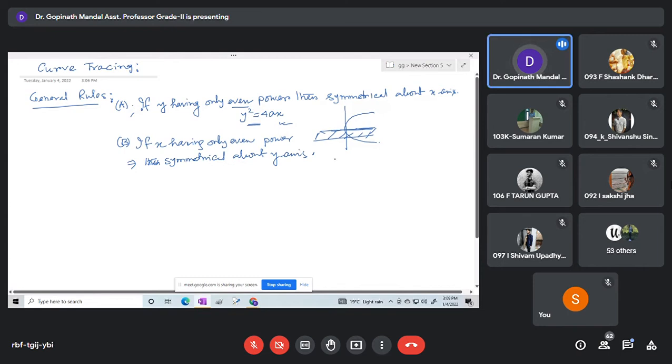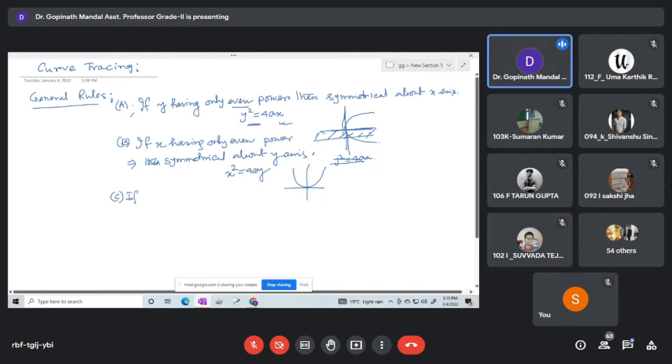Y square equal to 4ax. It is symmetrical about y axis. Why? This is y axis. No, sir. No, sir. X square equal to 4ay. This is symmetrical because x has a power even, so this is symmetric about y axis. This will be like that.